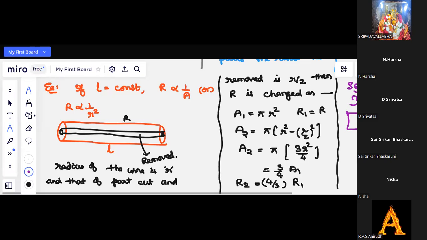Immediately current starts flowing. In what direction? From high potential to low potential. This is high potential, positive, and this is low potential, negative. Outside the cell, the current flows from high potential to low potential, and this is the direction of current.